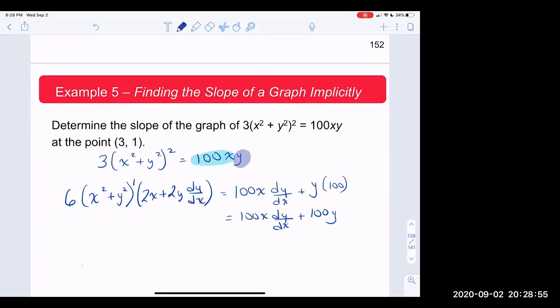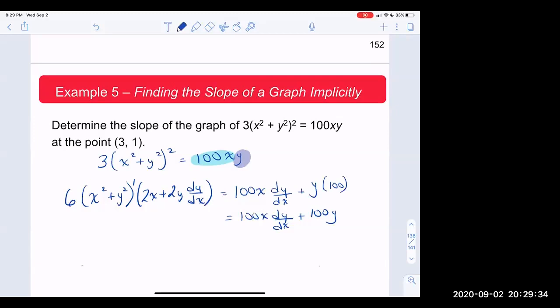Okay? You with me? In the book, they're saying plus y times 1. There's 100 in each of those. So the book just started differently. Same thing.